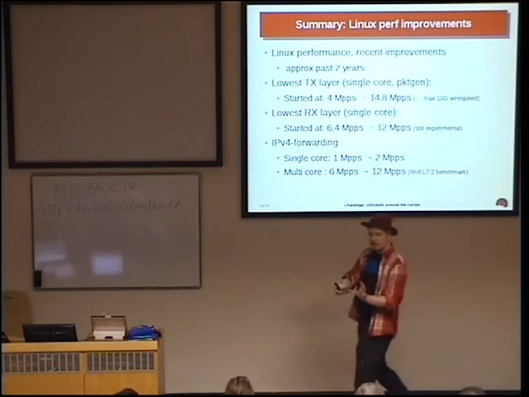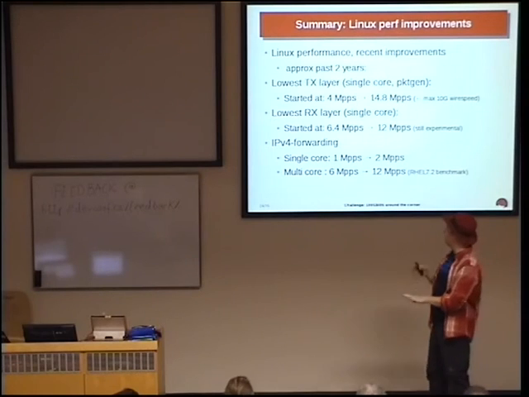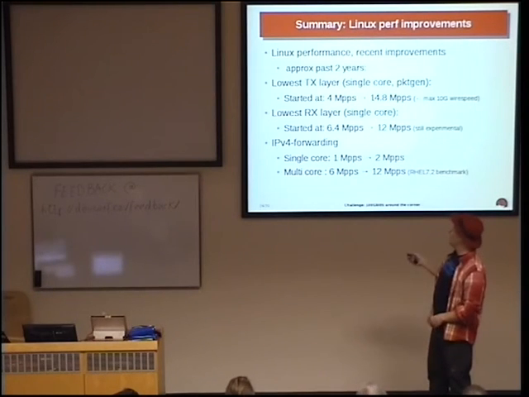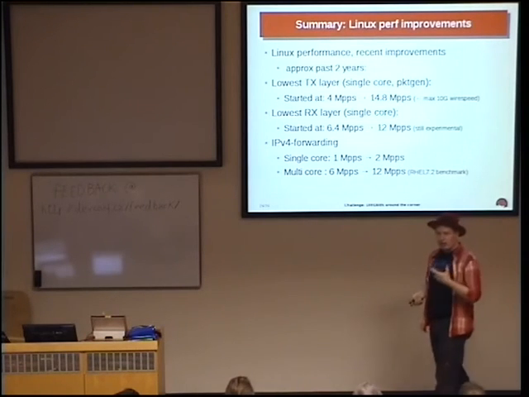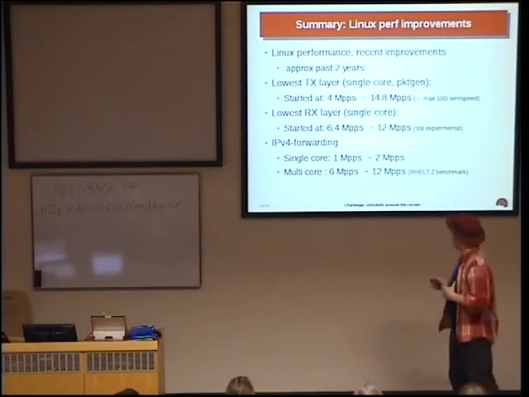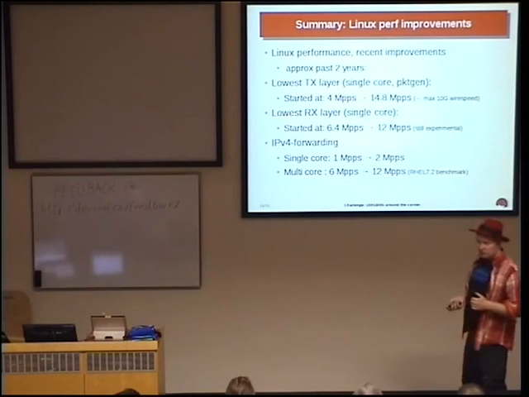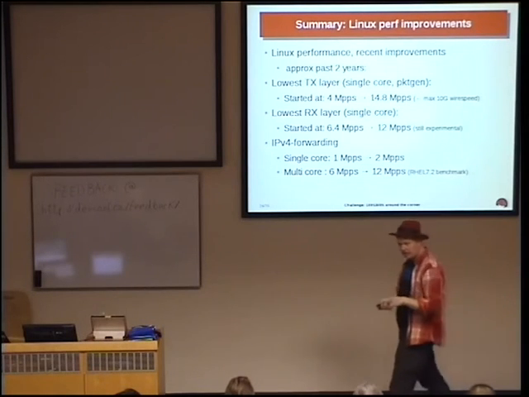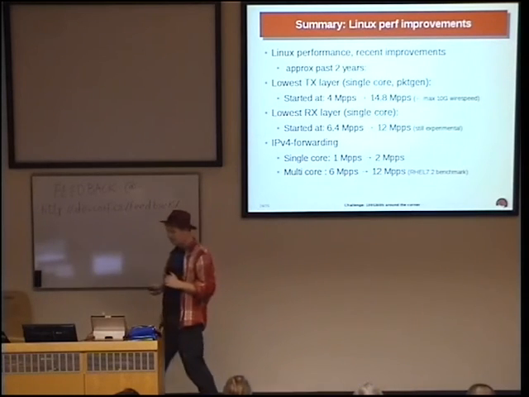This is only the lowest layer, so that's why I can do this with the lower layer, ignoring much of the stack. If I do IP forwarding, we optimized it from 1 million packets per second to 2 million packets per second per core. So if you do multi-core, we have quite good scalability. For multi-core, I think this was an 8-core machine, we actually do 12 million packets per second today, forwarding the smaller packet size. And that's a well-known RFC 2544 benchmark.